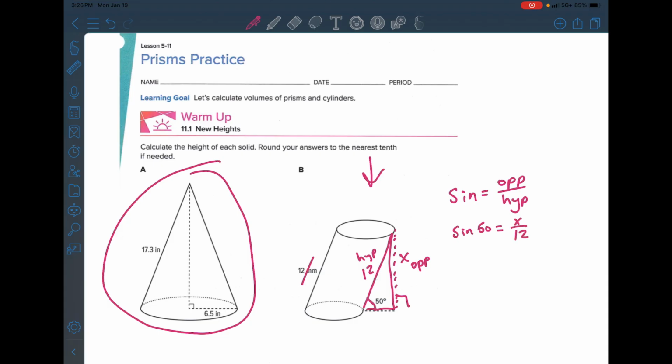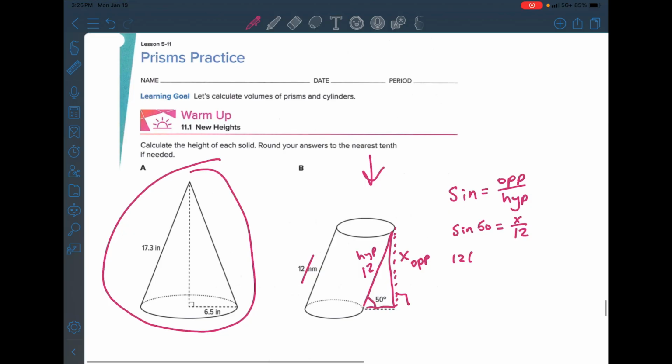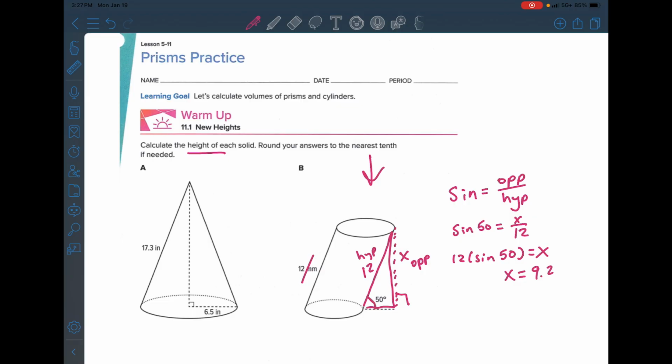Because x is on the top, we're going to end up multiplying. So you'll put this in your calculator. So if we go 12 times, and then we hit the sine button and 50, we get 9.19. So we're going to go x equals 9.2. Okay, but that's all it wants, is to find the height. So we can come back and do A. I'm sorry about that. So x is 9.2.